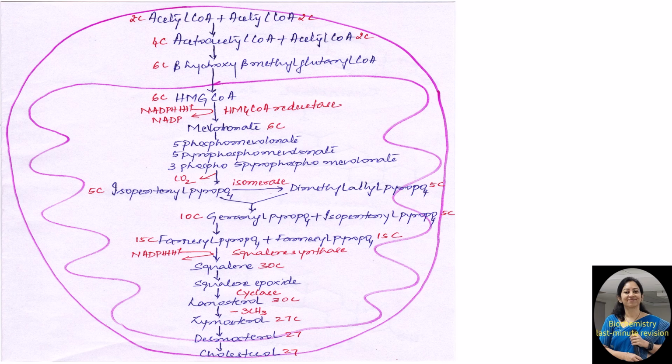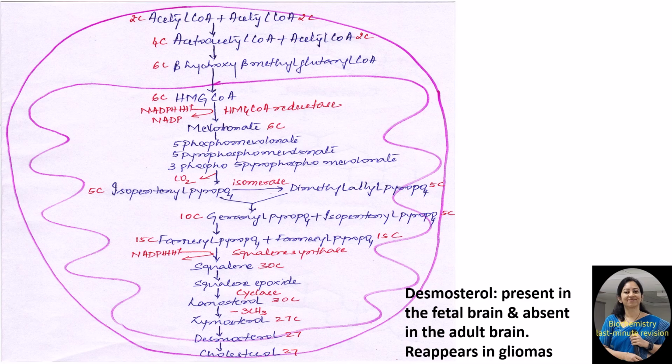farnesyl pyrophosphate. Two farnesyl pyrophosphate molecules condense with each other with the help of the synthase enzyme to form squalene, which is a 30-carbon compound. This undergoes oxidation to form squalene epoxide, which further undergoes cyclization to form lanosterol, which is a 30-carbon compound. From this lanosterol, 3 carbons are removed to form zymosterol, which gets converted to desmosterol, and finally it gets converted to cholesterol, which is a 27-carbon compound.